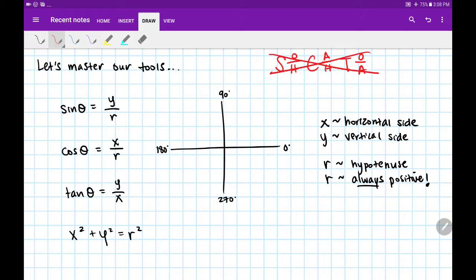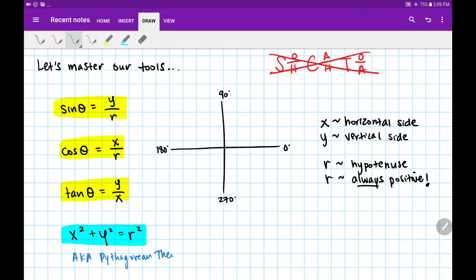So from now on, you're going to remember that sine theta is equal to y over r. Cosine theta is x over r, and then tangent theta is y over x. There are different ways to remember these, so figure out what works for you. And then lastly, we have this right here, x squared plus y squared equals r squared, and that's going to be like our updated version of the Pythagorean theorem.